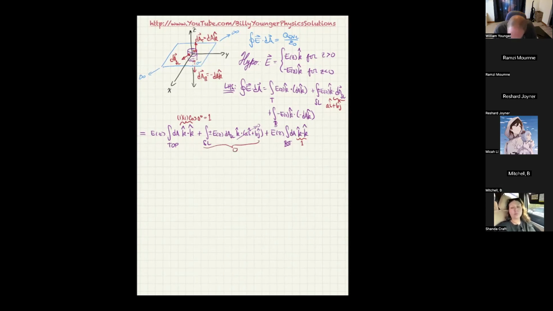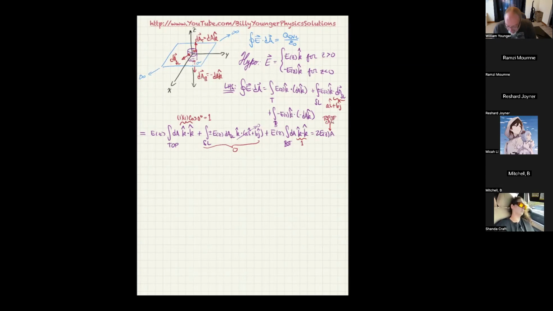So ultimately the left-hand side becomes 2E of Z times the area of the top. So we're saying that top area that we see of the soup can is what that A is. So, top of can.